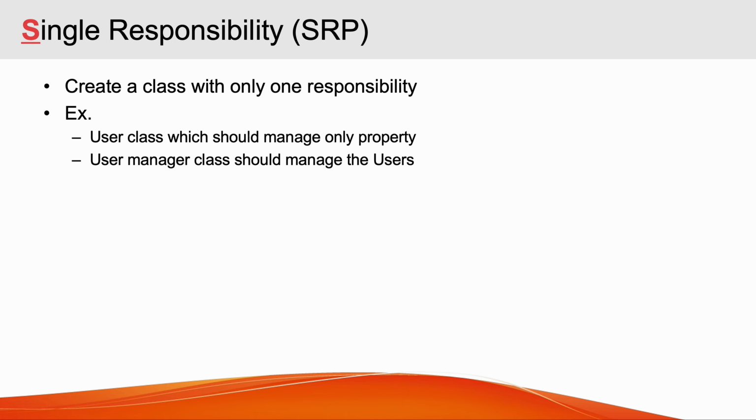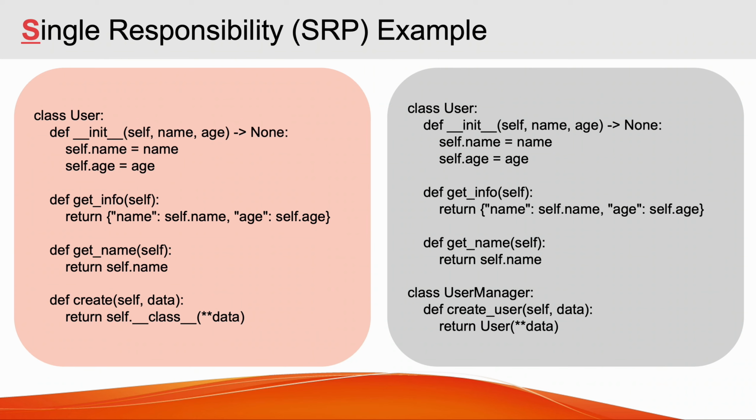So let's look at the code example for this. As you can see here on the left side, there is one user class. In this user class you can see it manages the properties name and age. Whenever you try to get that information, it will be retrieved using get info and get name, whatever it is, right? So this is one responsibility, managing properties. And the second responsibility the same class takes is creating the user from the given information, right? So this doesn't follow this principle.